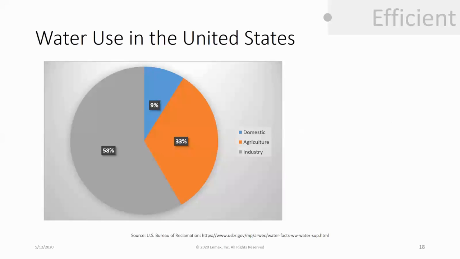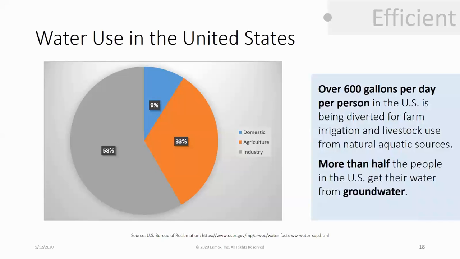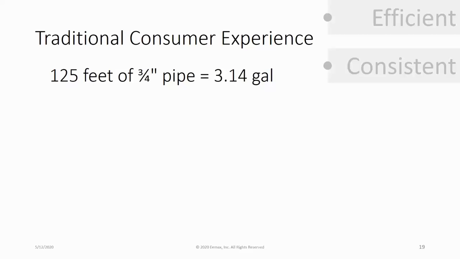Breaking down the water usage in the US, 58% is industrial, 33% agricultural, and only 9% of it is domestic. 600 gallons per day per person diverted to irrigation and livestock use. So we're thinking about efficiency in plumbing systems and how do we save water.